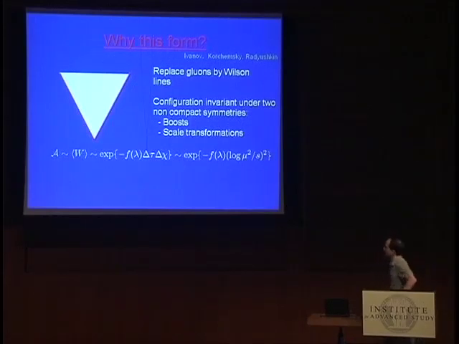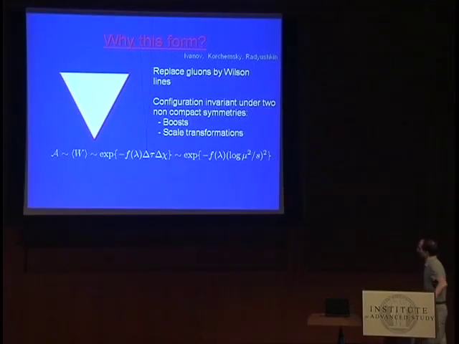Then such a configuration is invariant under two non-compact symmetries. One is boosts along the light-cone direction. So these are light-like lines, and you can think of them as extending in x plus and x minus. So we can have boosts in the x plus, x minus plane. And we also have scale transformations.